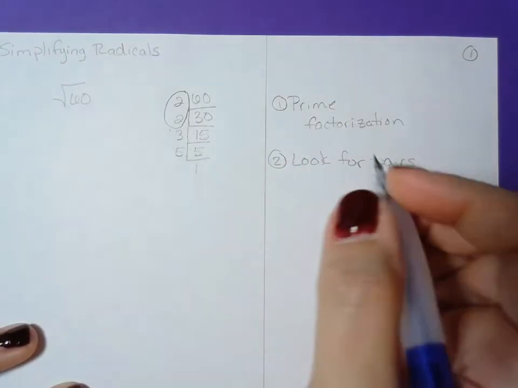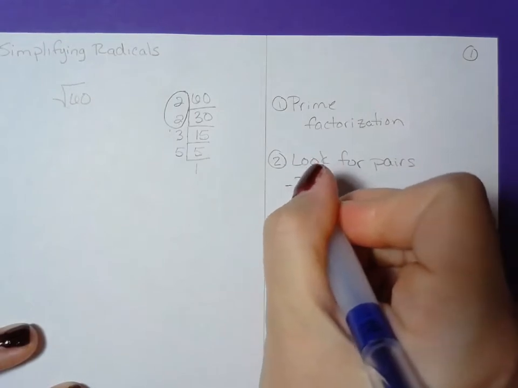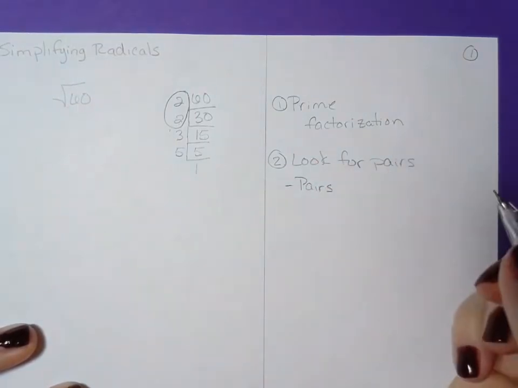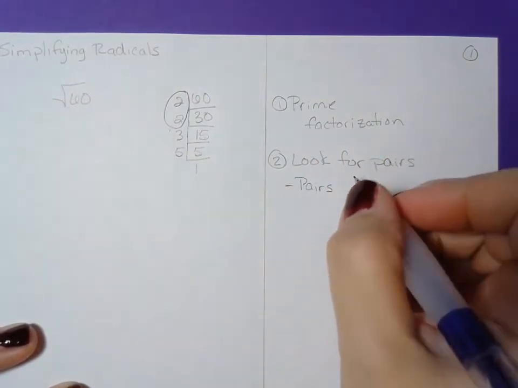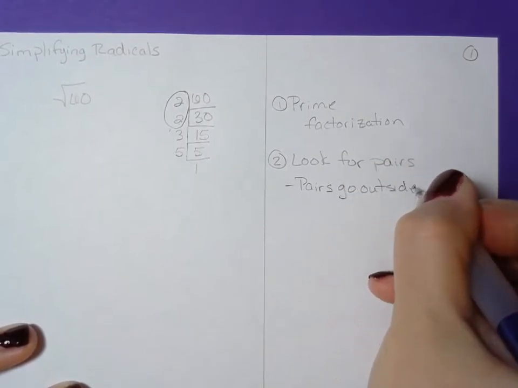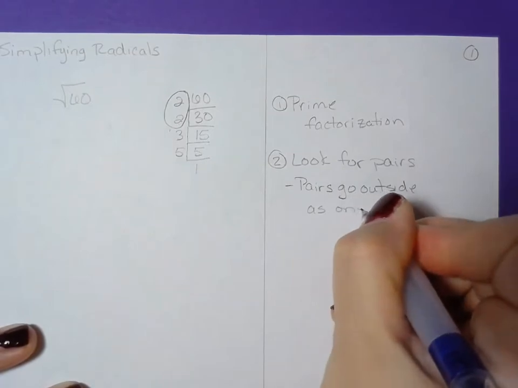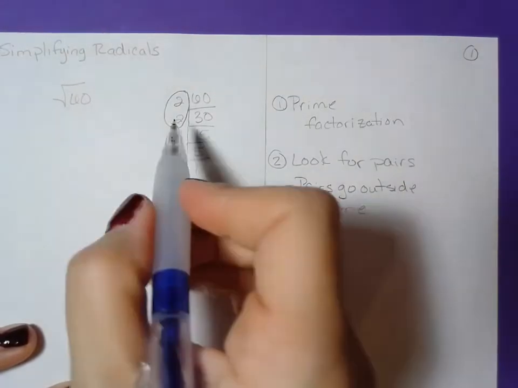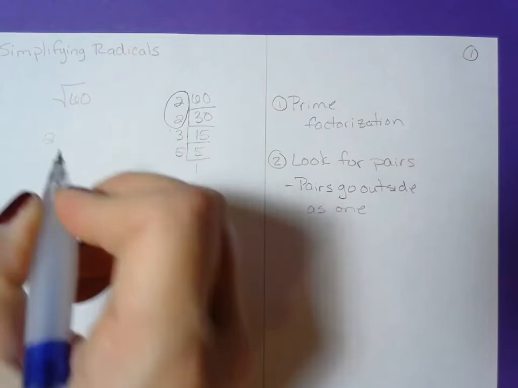And then what we're going to do is we're going to take the pairs outside. So over here, let's write what we're going to do. The pairs, so that pair of 2's, go outside as 1. They don't get multiplied back together. They stay at 2. That's a pair of 2's, so 2 goes outside.